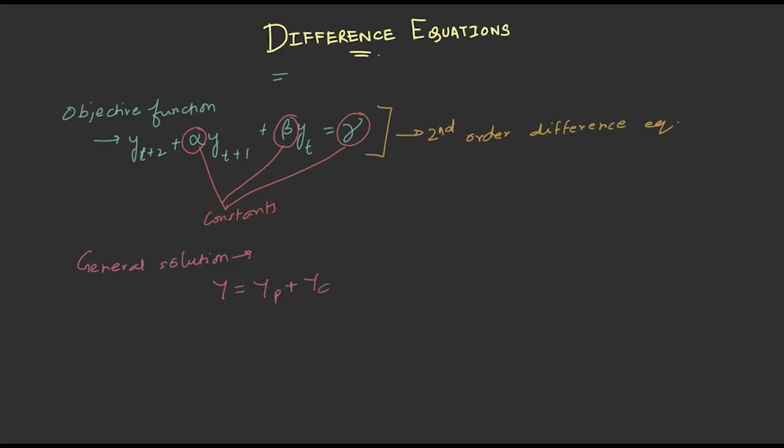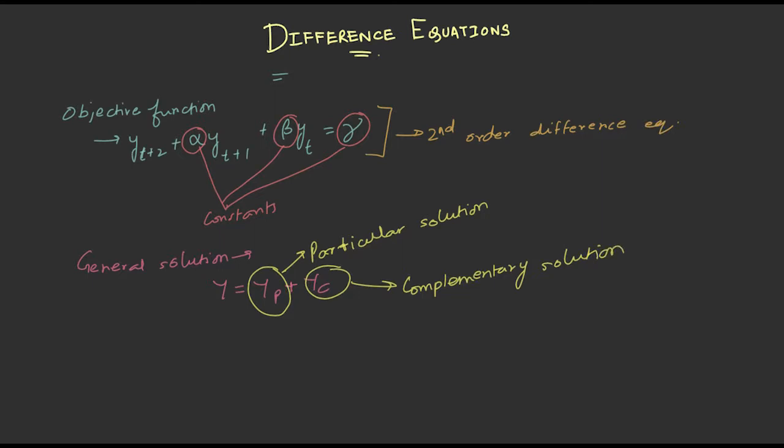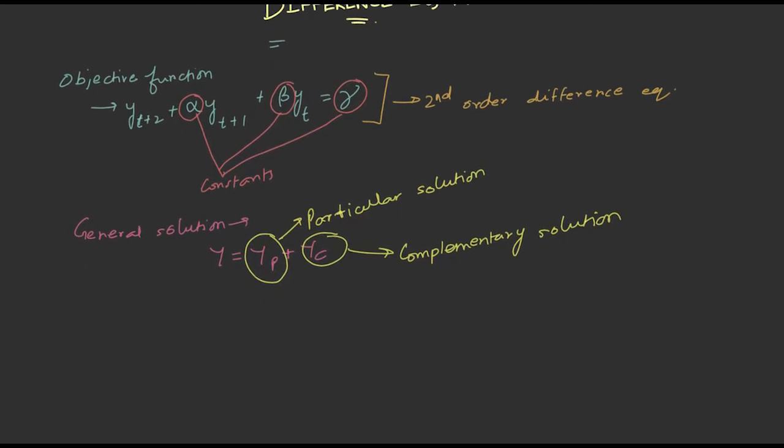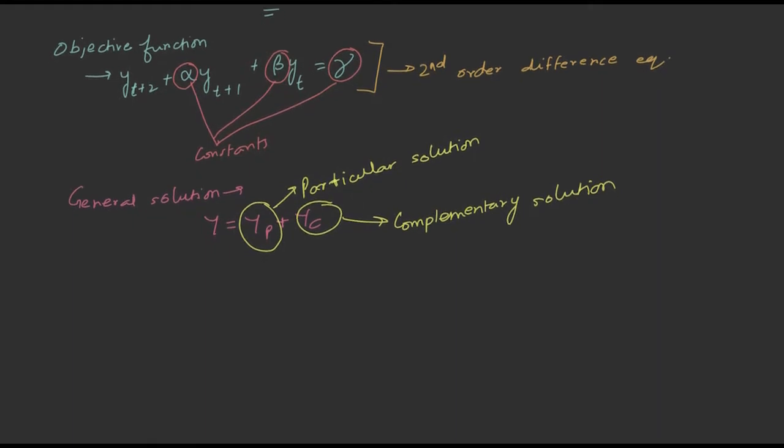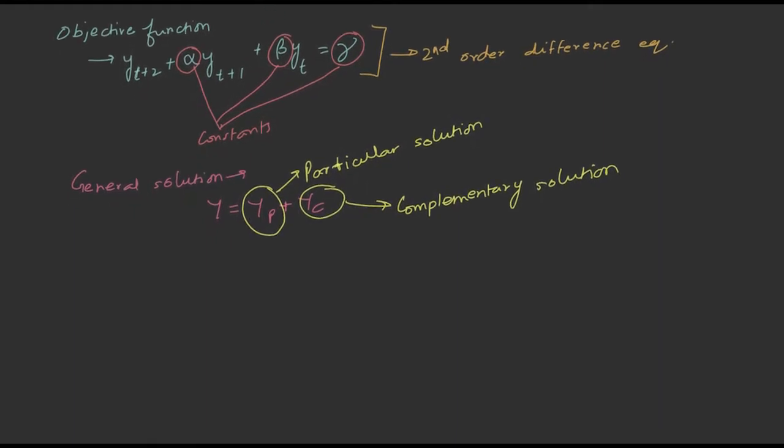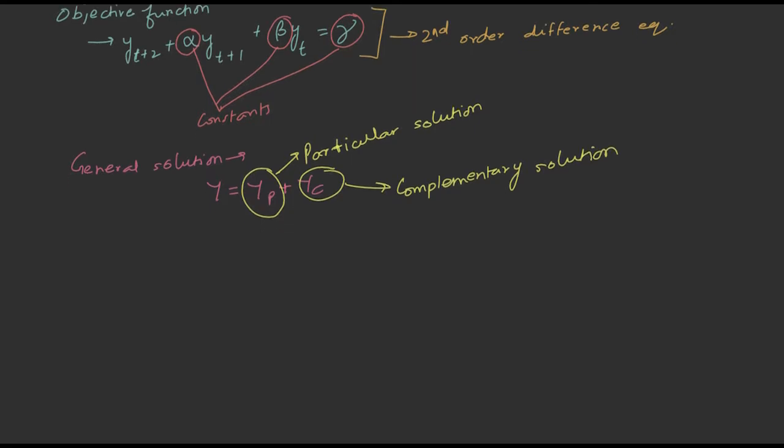Now what are these yp and yc? Yp is a particular solution, and yc is a complementary solution. We need to determine the value of yp and yc in order to get the general solution.